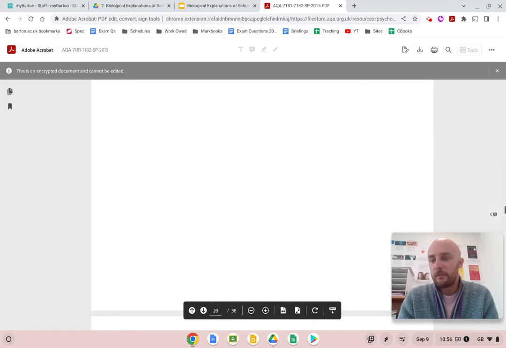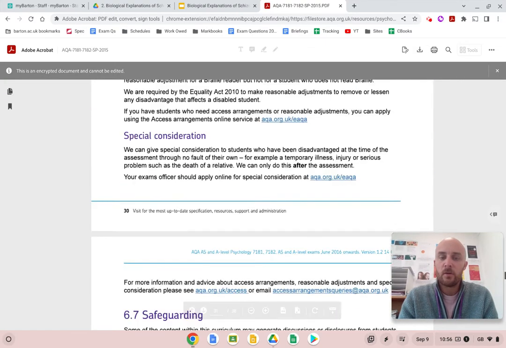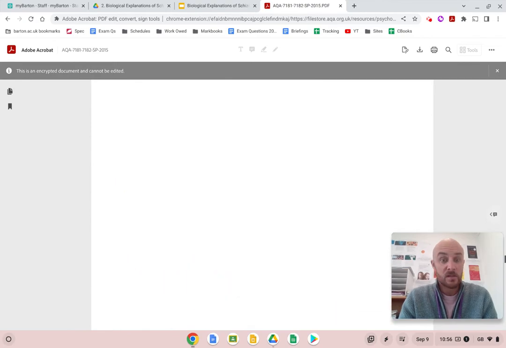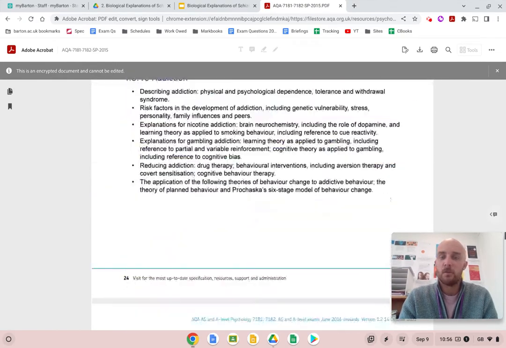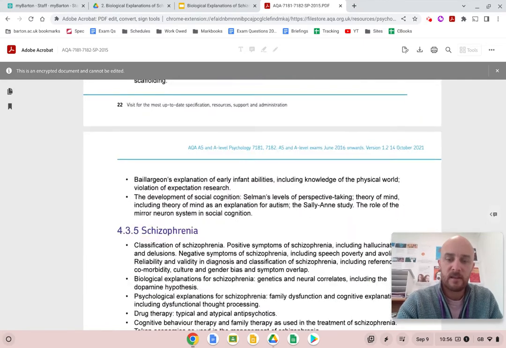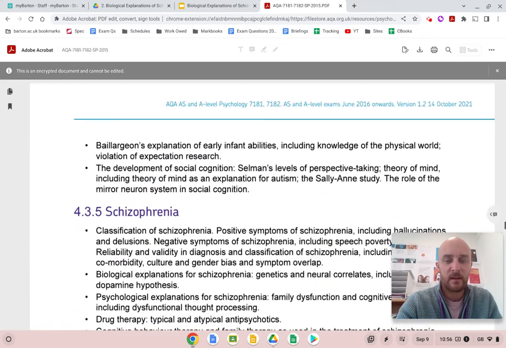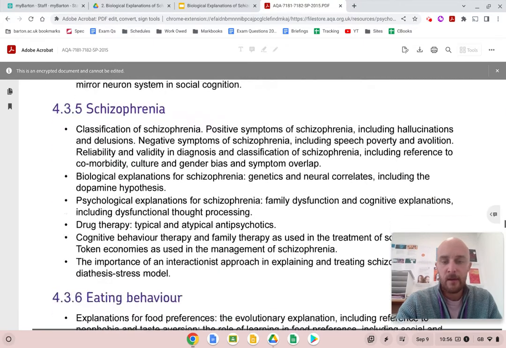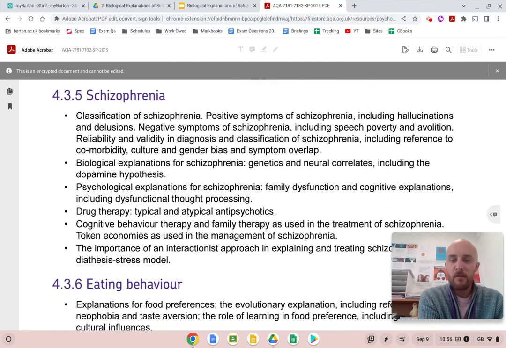Now, as you've just seen, the first one was genetics. So you know straight away that you're going to have to know some genes that are responsible for the onset of schizophrenia. So the theory that we are looking at is essentially this one just here. We're going to be looking at genetics, we're going to be looking at dopamine hypothesis, and we're going to be looking at the neural correlates.